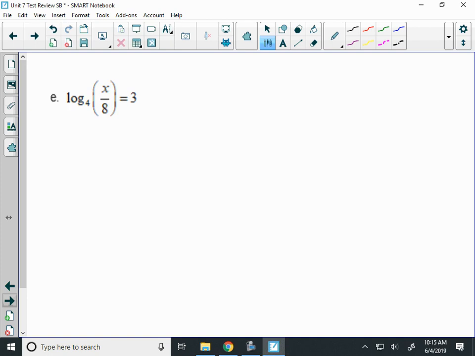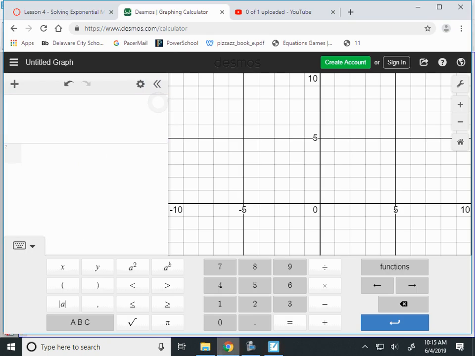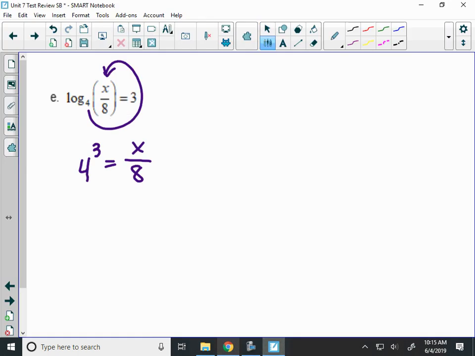Let's try E. Same section. Still do your curly Q to start. All the way around. 4 to the 3rd equals x over 8. Now I need to know what 4 to the 3rd is, so you can use your calculator. That's 64. So I have 64 equals x over 8.